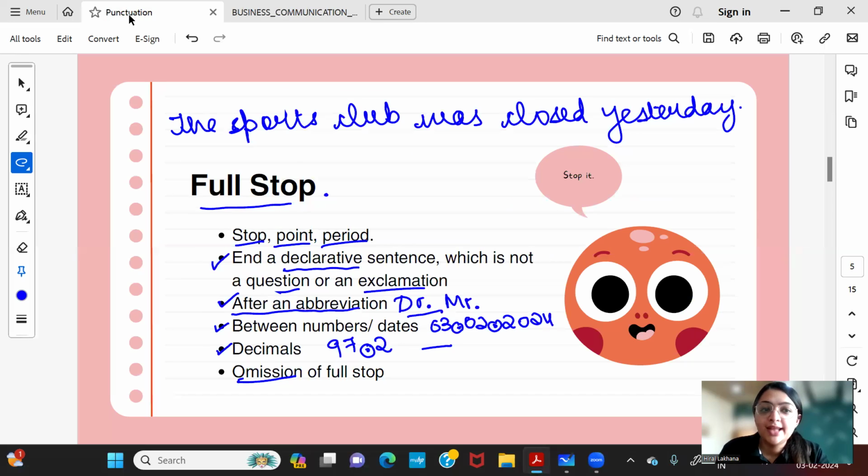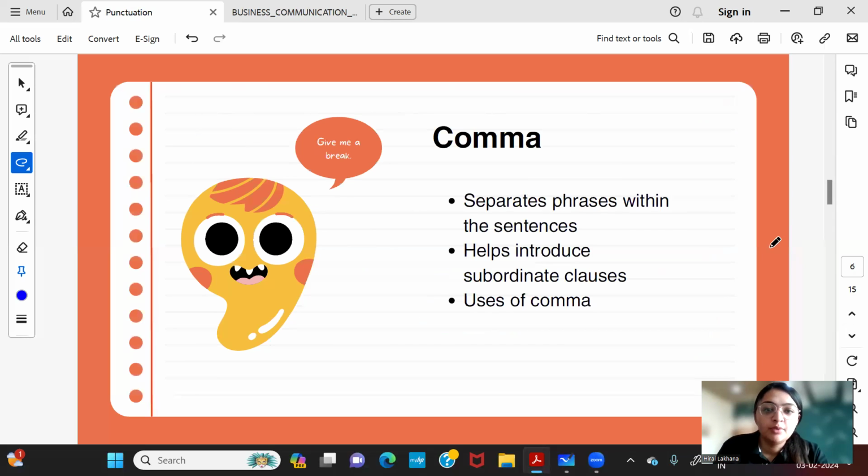So moving on to the next part of our punctuation. After the full stop, we have the comma. Comma is again a very commonly used punctuation. So what is the function of a comma? A comma separates phrases within sentences, or helps introduce subordinate clauses.